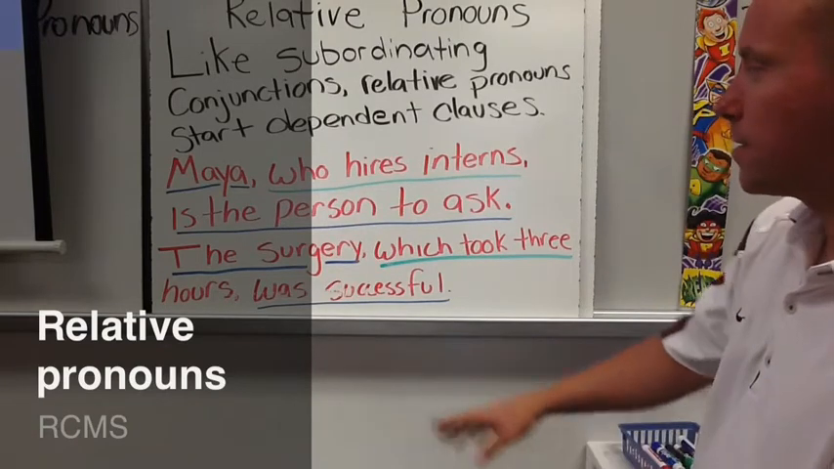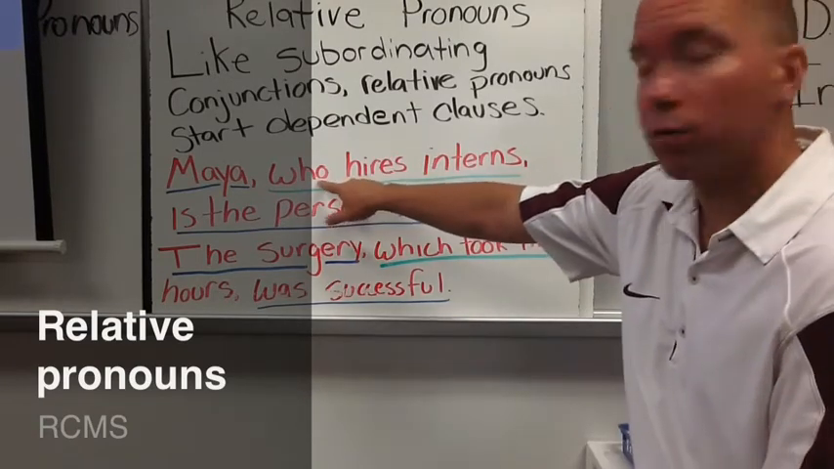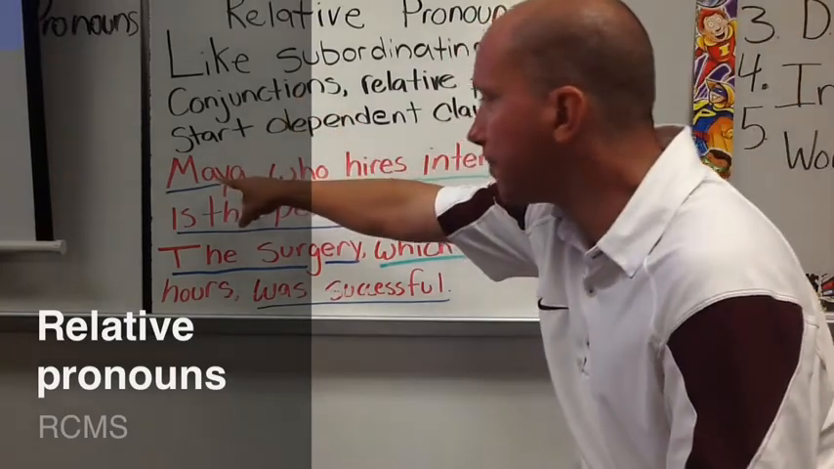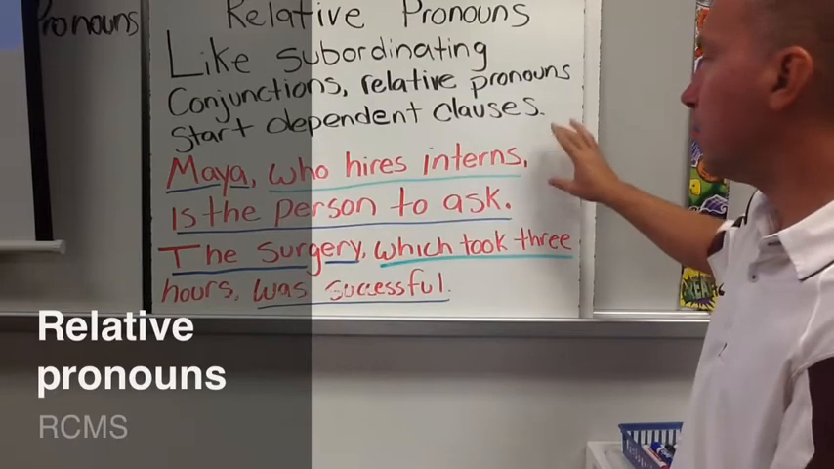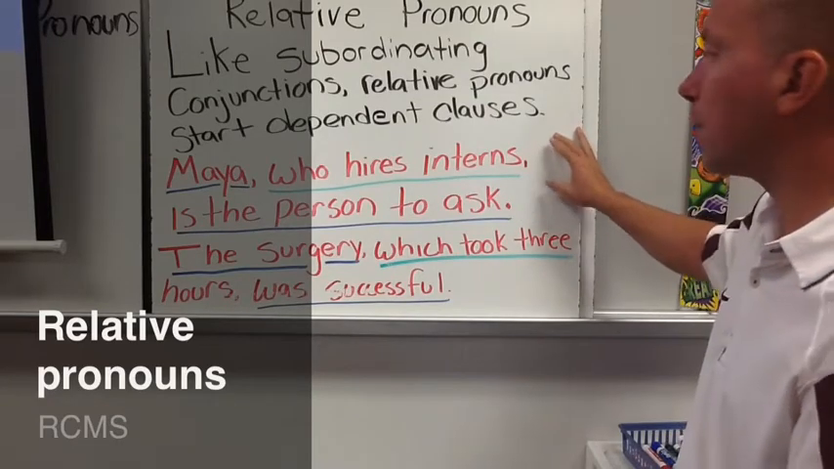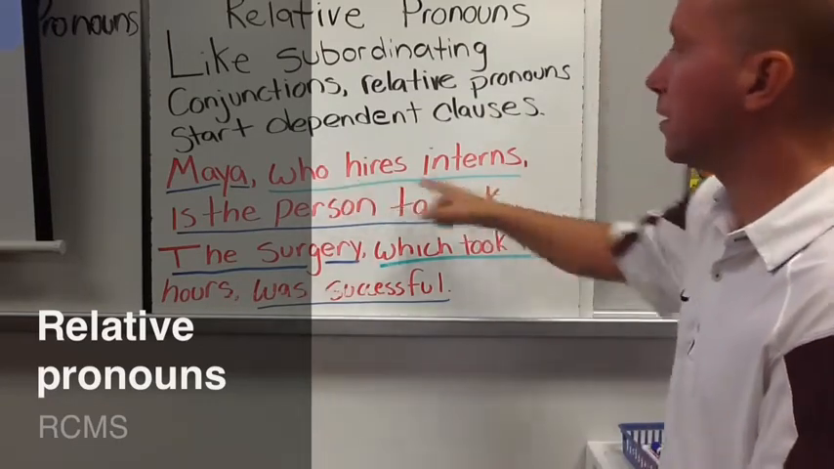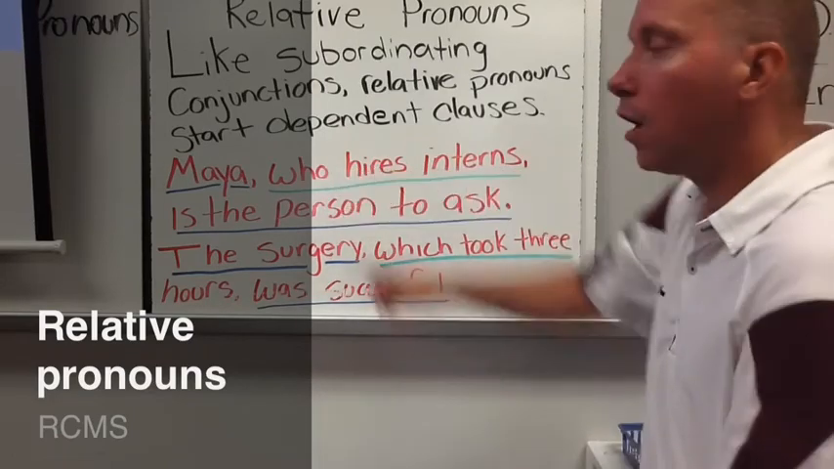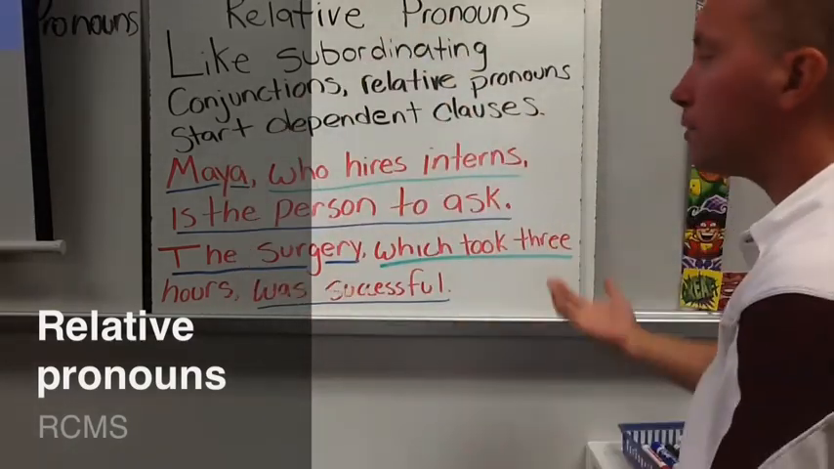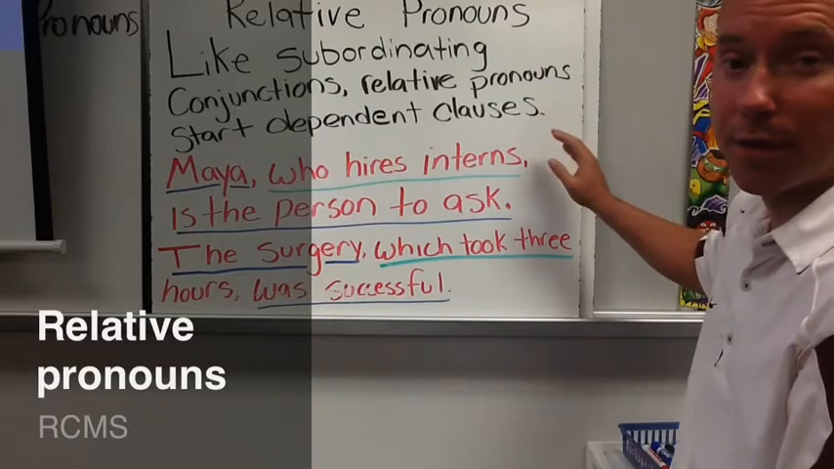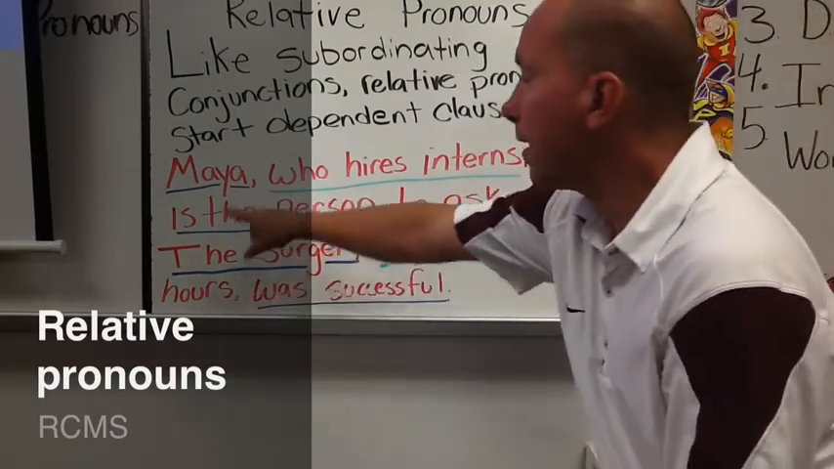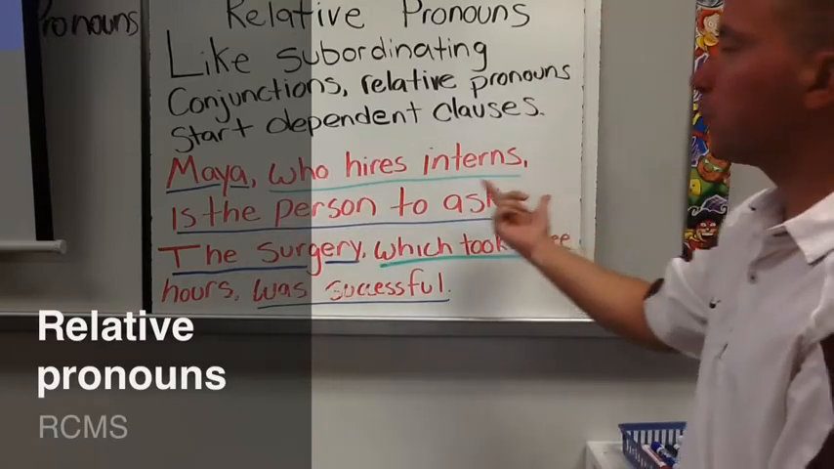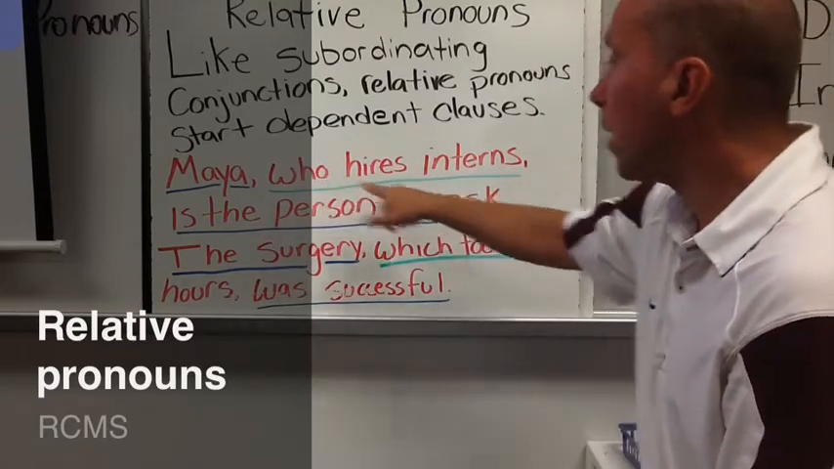And so in this case, when you use who, that's a relative pronoun relating back to Maya. It starts this dependent clause, who hires interns. And you'll see this fairly commonly, that a dependent clause that starts with a relative pronoun, rather than being before or after the independent clause, it will actually split the independent clause in the middle. So the actual independent clause that could be its own sentence is Maya is the person to ask. And we've split that by adding who hires interns.